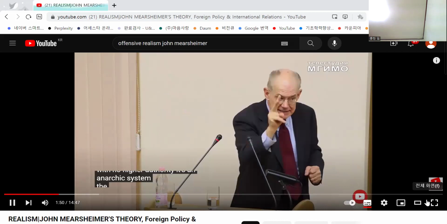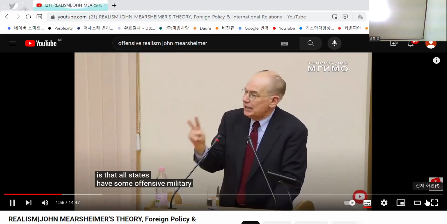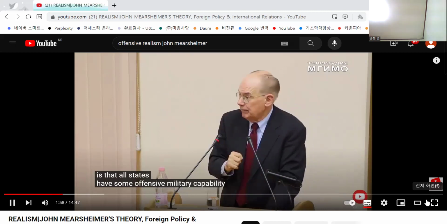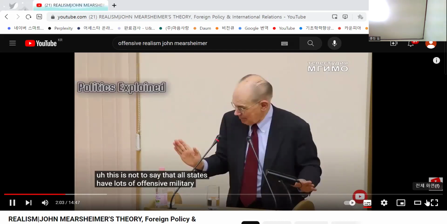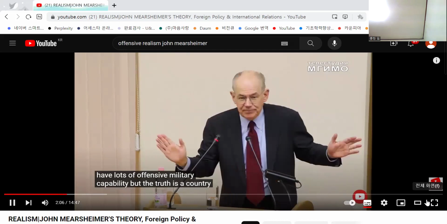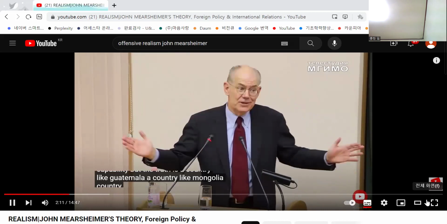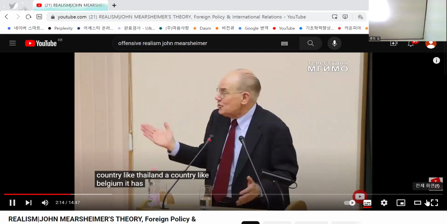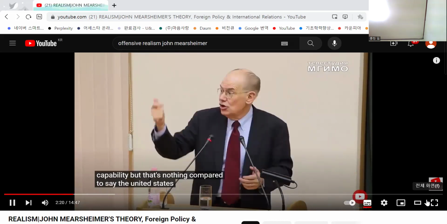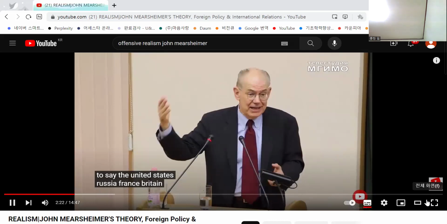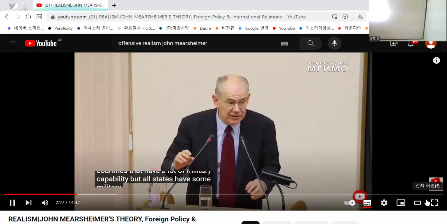The second assumption is that all states have some offensive military capability. This is not to say that all states have lots of offensive military capability, but the truth is a country like Guatemala, a country like Mongolia, a country like Thailand, a country like Belgium, it has some offensive military capability. But that's nothing compared to, say, the United States, Russia, France, Britain, Israel. These are countries that have a lot of military capability. But all states have some military capability.